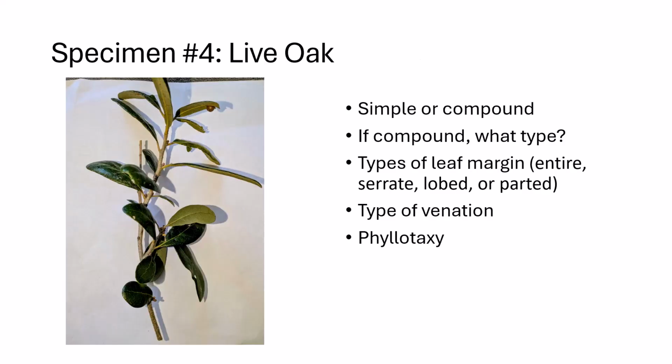Your fourth specimen is live oak, Quercus virginiana. Take a look at the stem in the center with its large buds in the axils and determine if it is simple or compound. If it is compound, what type? Palmate, pinnate, or bipinnate? If it is, what is the type of leaf margin? Entire, serrate, lobed, or parted?